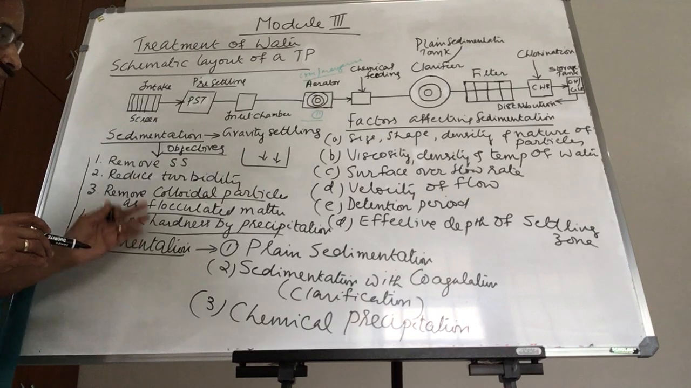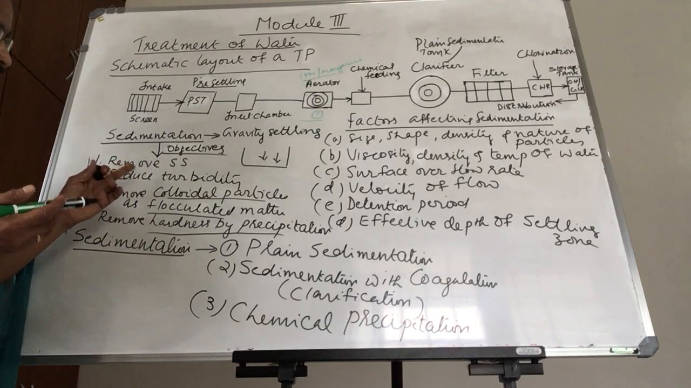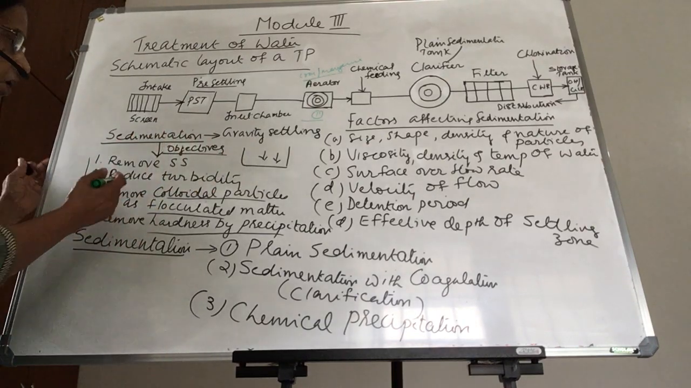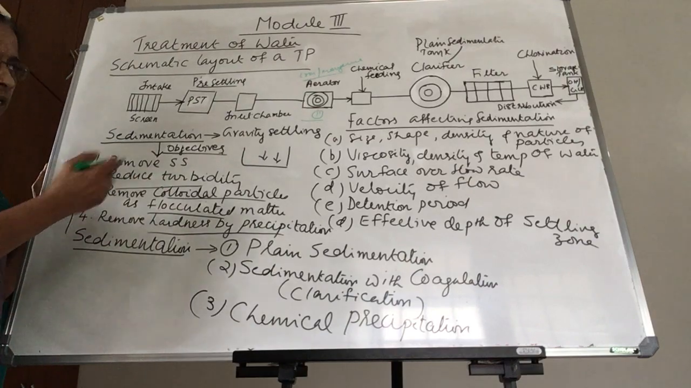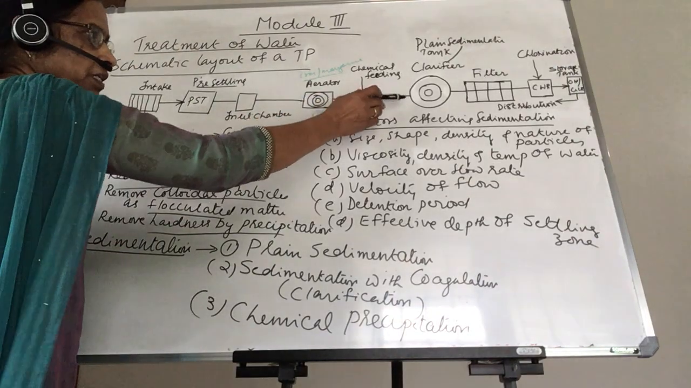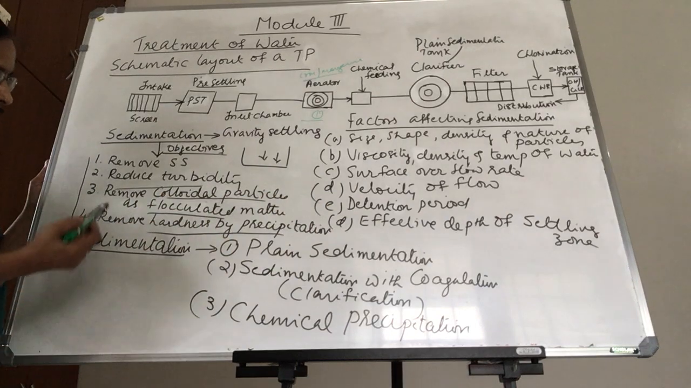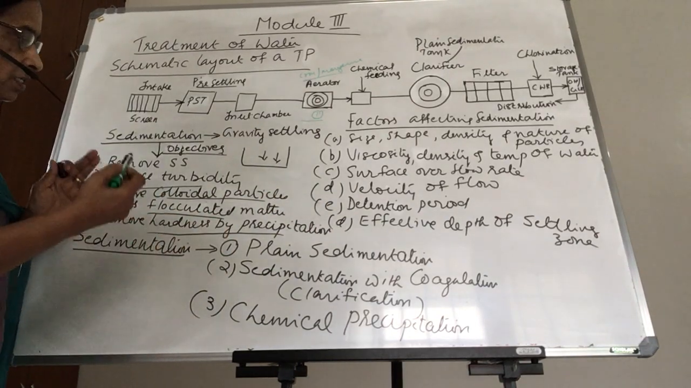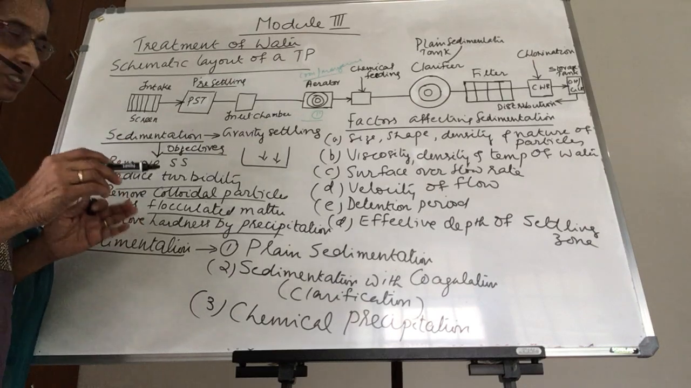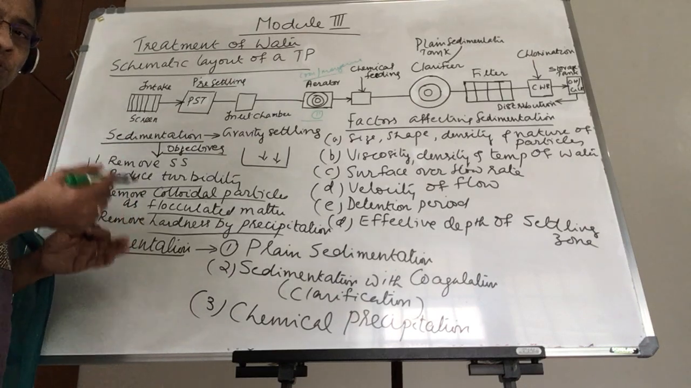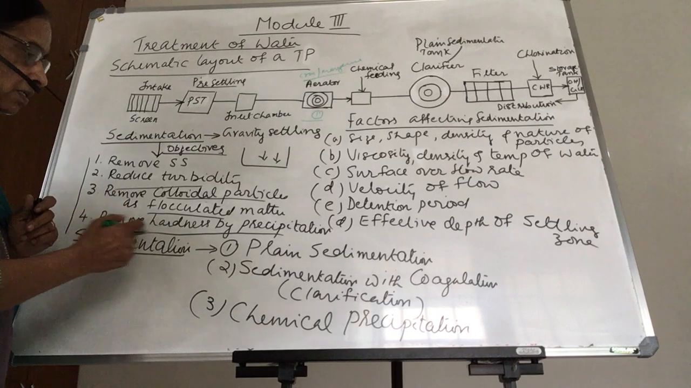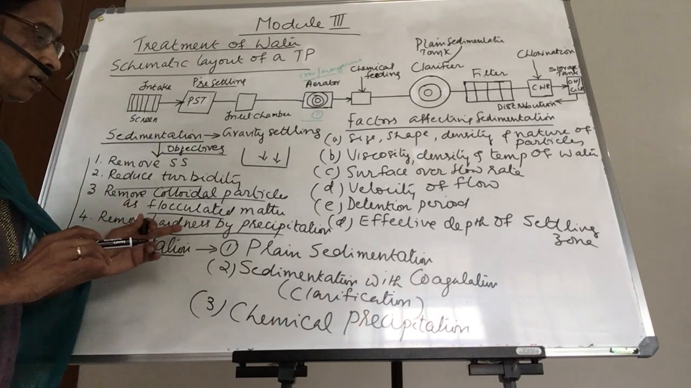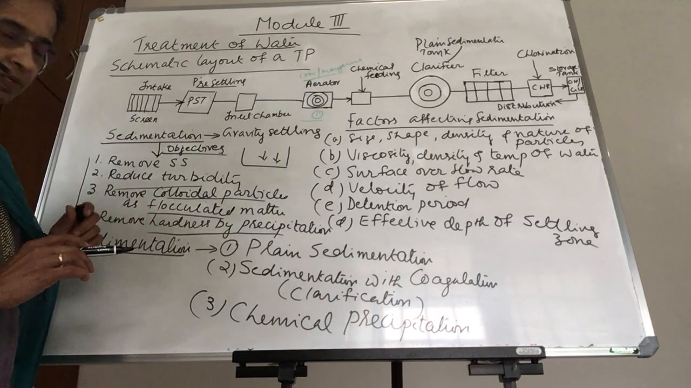There are four objectives. One is to remove the suspended solids, which are easily settlable, or reduce the turbidity so that the water can be treated in further process units. Then, remove the colloidal particles as flocculated matter. Since colloidal particles are not easily settlable, we want to flocculate them first. Then, remove the hardness by precipitation.